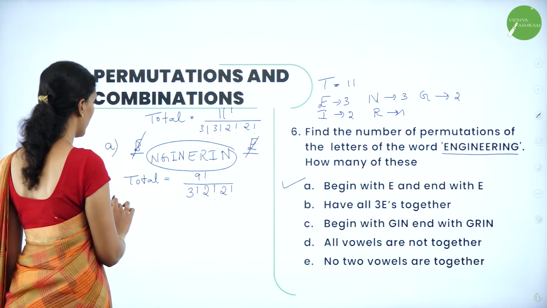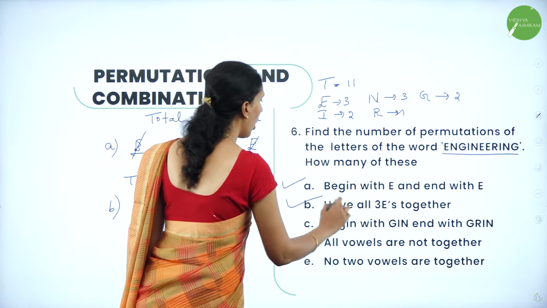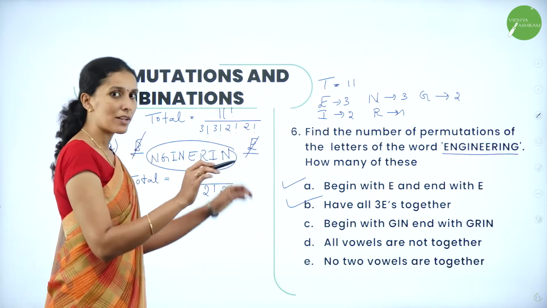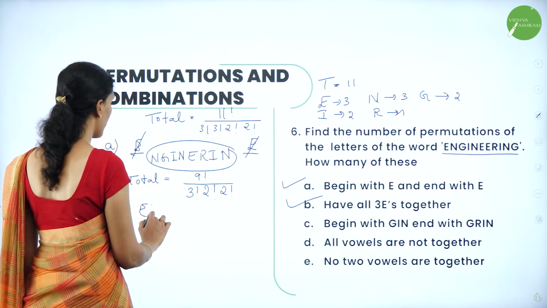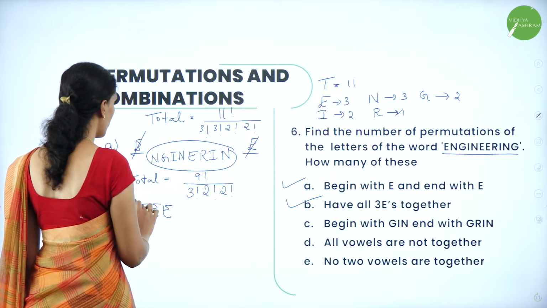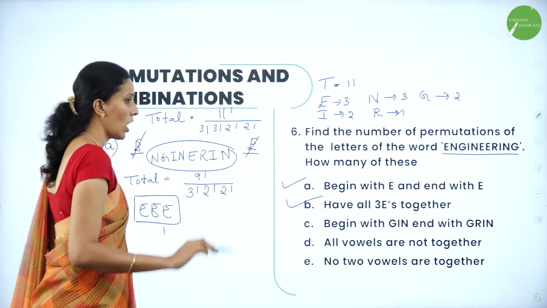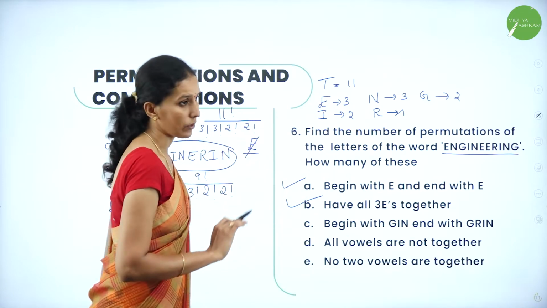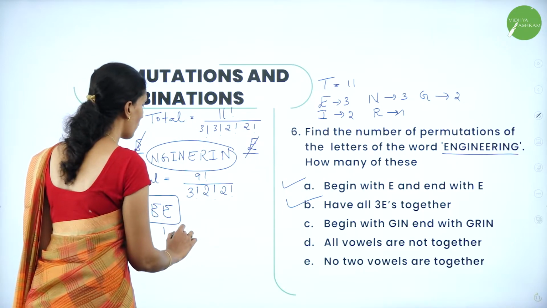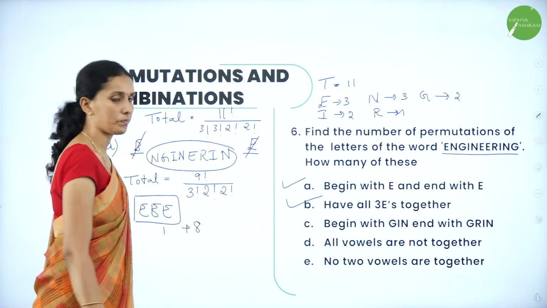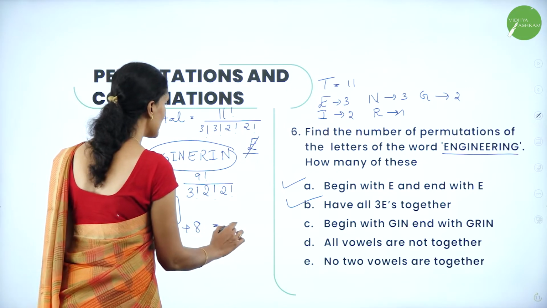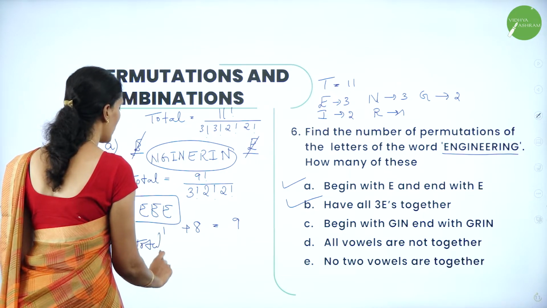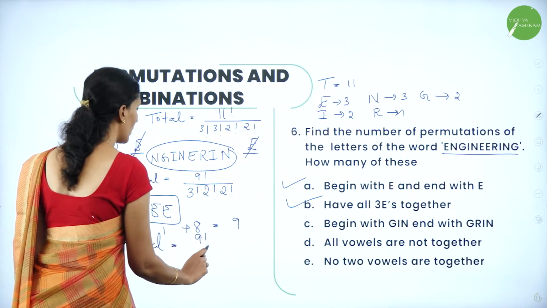Next question. The same thing, have all 3 E's together. All 3 E's together means tie them as one unit. So E, E, E, you have to take it as one unit. Out of 9 letters, all the 3 E's I have taken as one unit. How many letters are remaining now? We are left with 8 letters. So total how many letters? 9 letters. So what is my total here? My total will be 9 factorial.